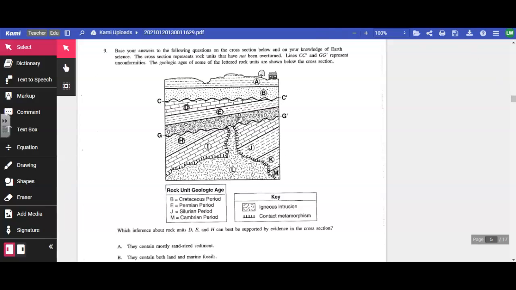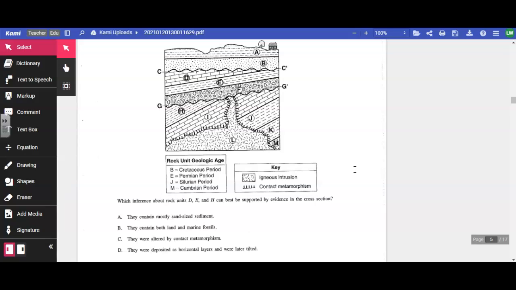Okay, number 9. Base your answer to the following questions on this cross-section below and your knowledge of Earth science. The cross-section represents rock units that have not been overturned. Lines CC and GG represent unconformities. The geologic ages in some of the lettered rock units are shown below in the cross-section. Which inference about rock units D, E, and H can best be supported by evidence in the cross-section?